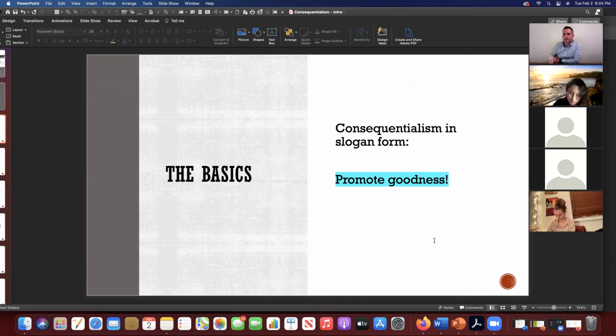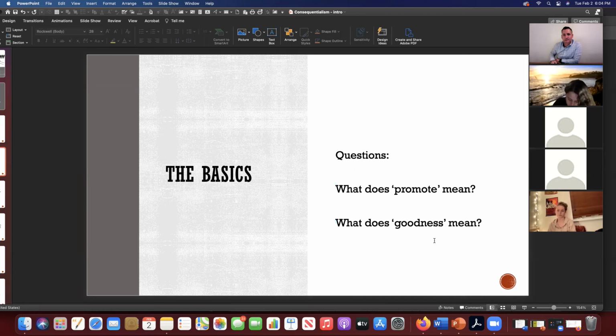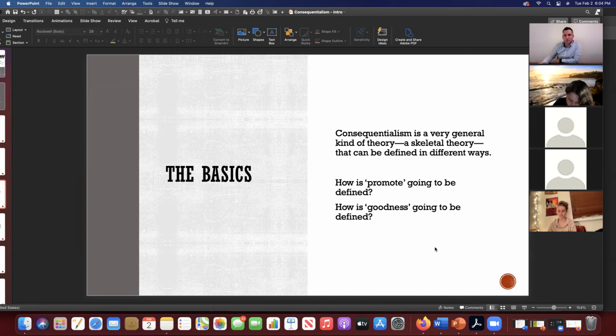So questions when you think about just this slogan. We're going to get more sophisticated soon, but some of the basics to ask: what does promote mean and what does goodness mean? So we'll begin thinking about consequentialism in this way. It's just a very general kind of theory. We can maybe call it a skeletal theory because it can be developed in various ways. There's different ways of adding flesh to the bones, if I could put it that way.